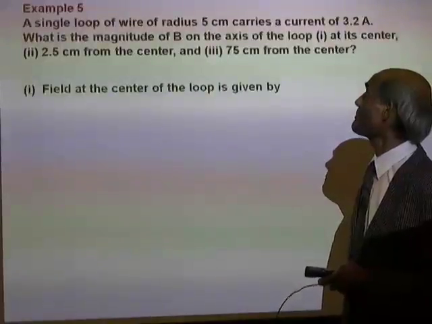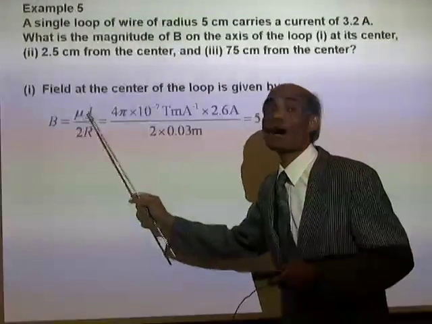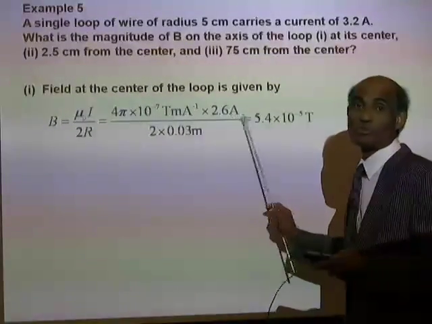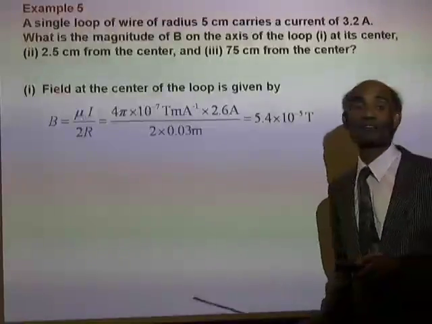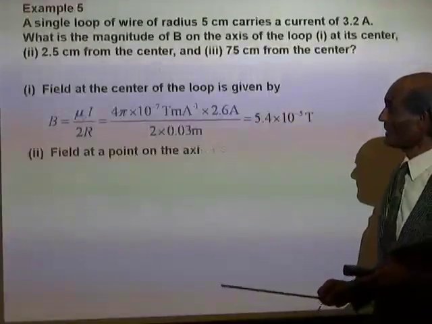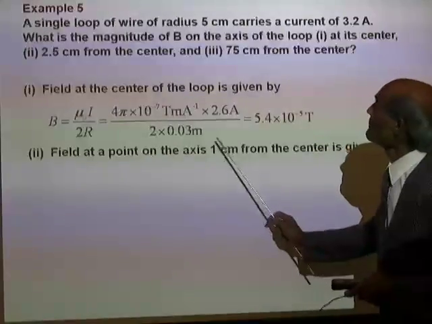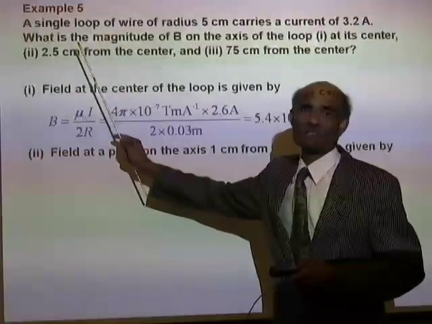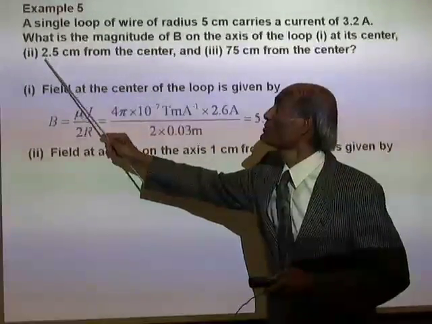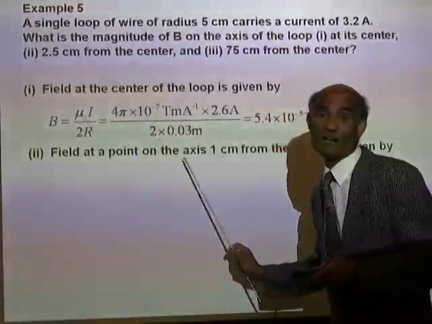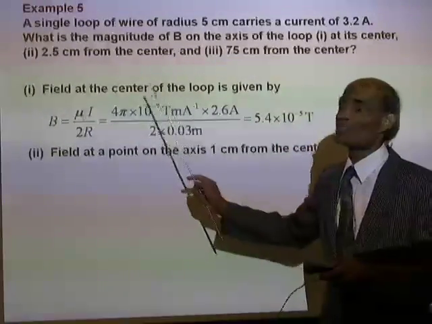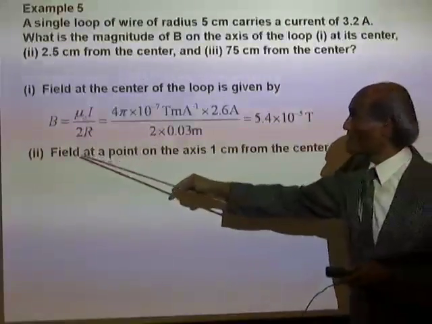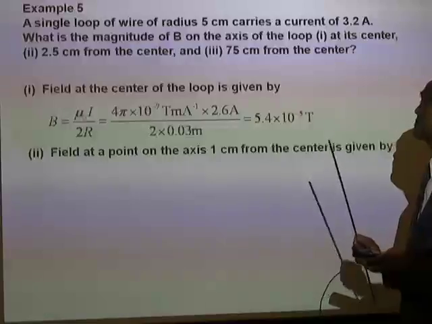Field at the center of the loop is mu 0 I over 2r, and we have all those values, substitute them, and that gives you the field at the center of the loop. Second case, the field at a point 1 centimeter from the center. Well, that's a small error that I made. I have used 2.5 centimeter here, and I used 1 centimeter here. So what I suggest you do is correct that to 1 centimeter. So, what is the field at 1 centimeter from the center?